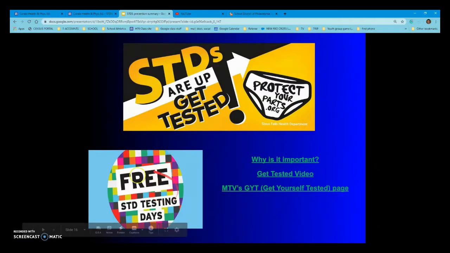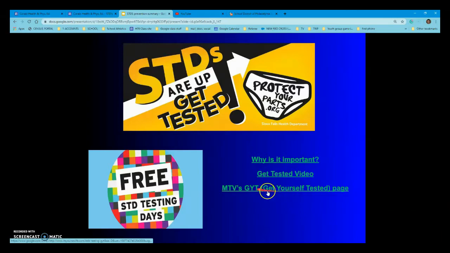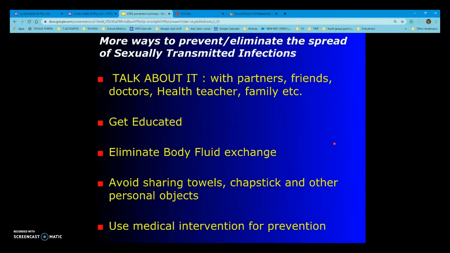How do you get tested? There are the free testing days within the public high schools in Philadelphia. You can also get tested from regional clinics. There's a Get Tested video. There's a Get Yourself Tested page on MTV. Why is it important? And if you go back to the website, there's an entire section about how to get tested and where to get tested for free.